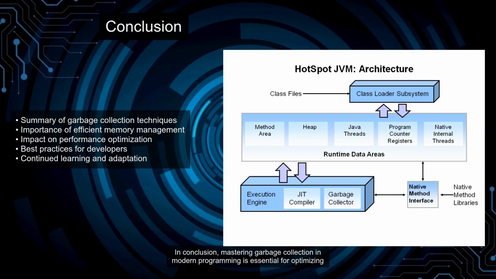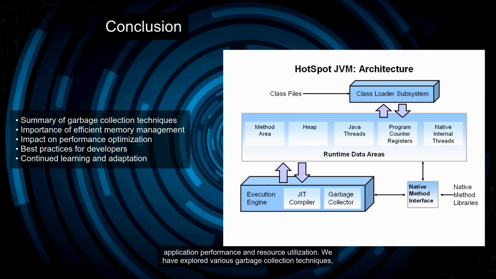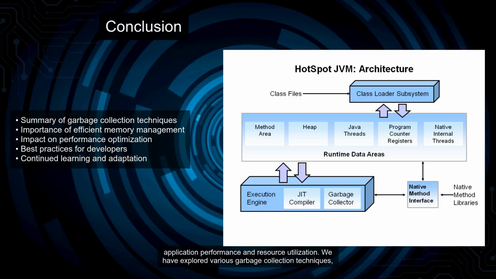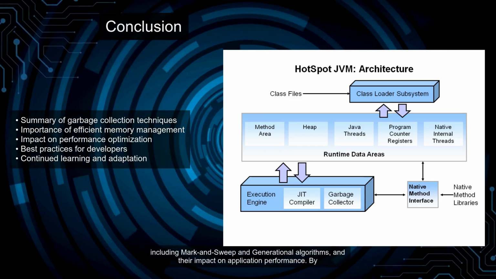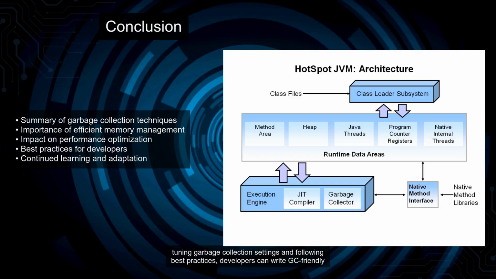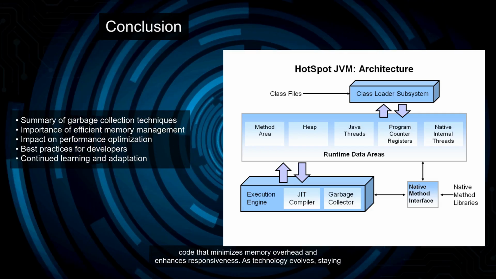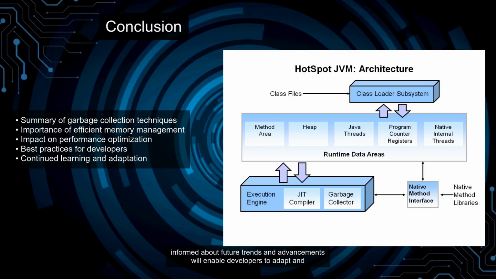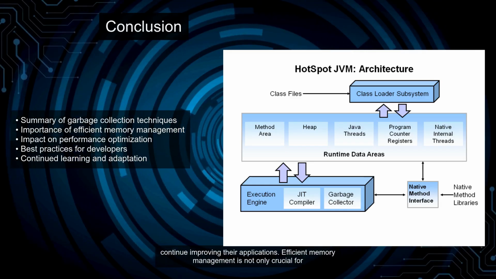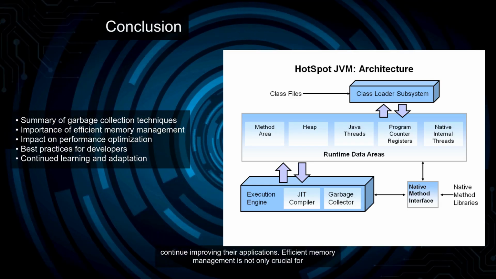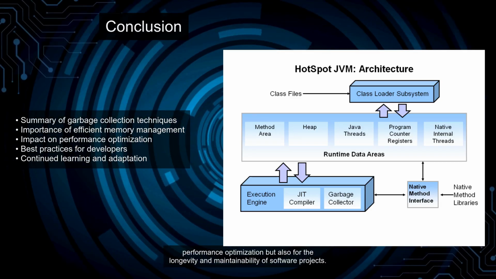In conclusion, mastering garbage collection in modern programming is essential for optimizing application performance and resource utilization. We have explored various garbage collection techniques, including mark and sweep and generational algorithms, and their impact on application performance. By tuning garbage collection settings and following best practices, developers can write GC-friendly code that minimizes memory overhead and enhances responsiveness. As technology evolves, staying informed about future trends and advancements will enable developers to adapt and continue improving their applications. Efficient memory management is not only crucial for performance optimization but also for the longevity and maintainability of software projects.